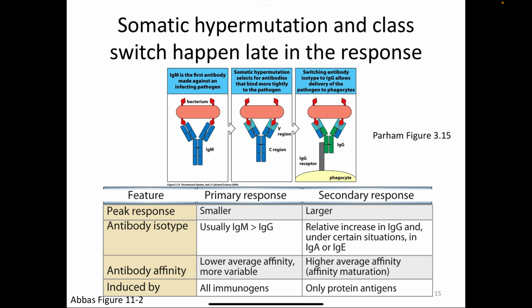Similarly, the class switch is actually called class switch recombination. It is another change that's happening to the DNA. So it's another permanent change that happens to that B cell later in the B cell's life.